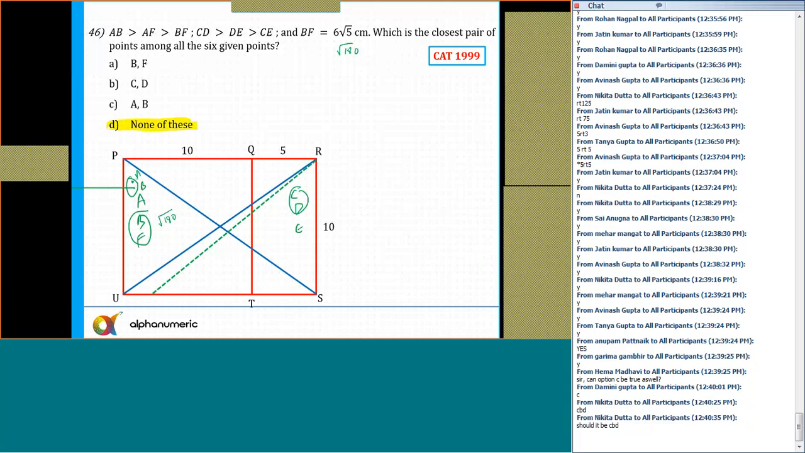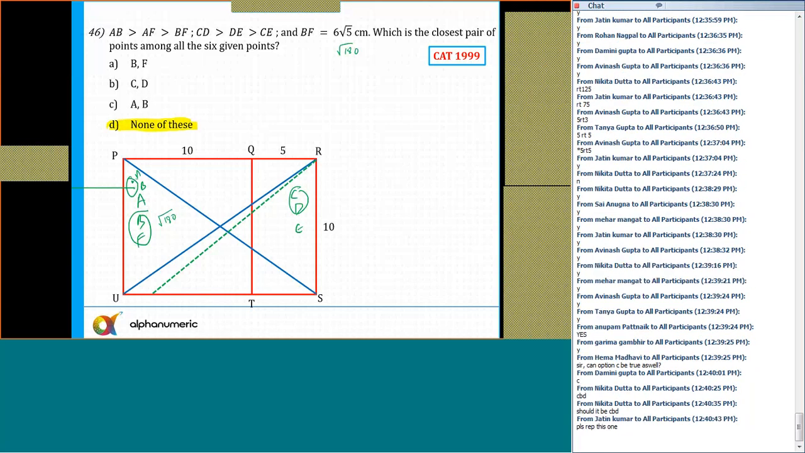Now tell me if there are any doubts to anyone. Nikita, the option is given as none of these, so it means that out of these 3, none of these is the correct answer. No? Why should it be CBD?